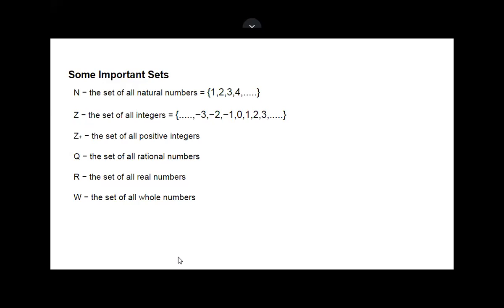Then some important sets are like this: set of all natural numbers, set of all integers, set of all positive integers will be Z plus. Then Q is the set of all rational numbers, R is the set of all real numbers, and W is the set of all whole numbers. Okay, these are the common examples of sets.